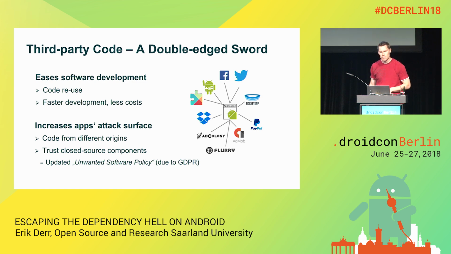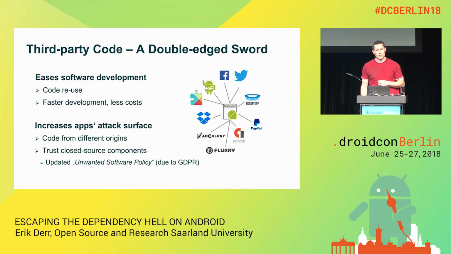So let's get started. Third-party code is a double-edged sword. On the one hand, it eases software development, so you can reuse existing code rather than reinventing the wheel. This typically results in faster app development and reduced development costs, but on the other hand, it also increases the app's attack surface, because now you use code from different origins. If you are additionally using closed-source components, you have to trust those third-party providers to adhere to security and privacy best practices.